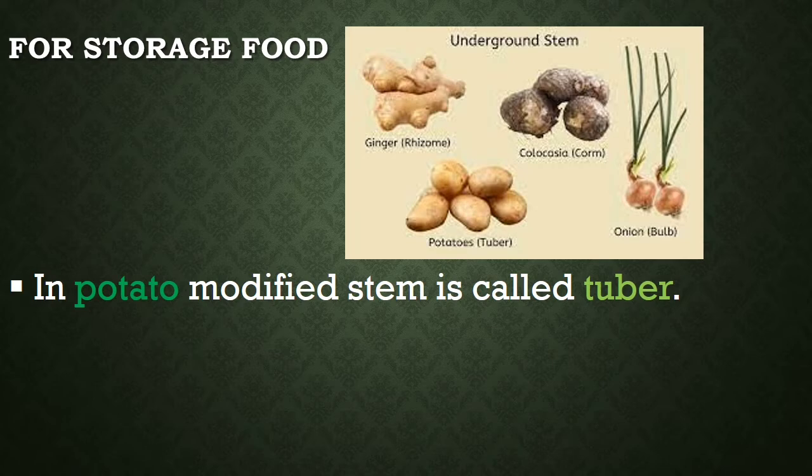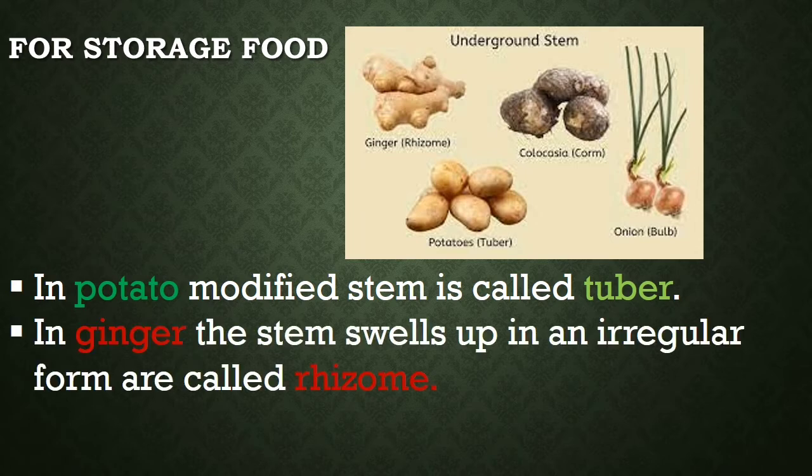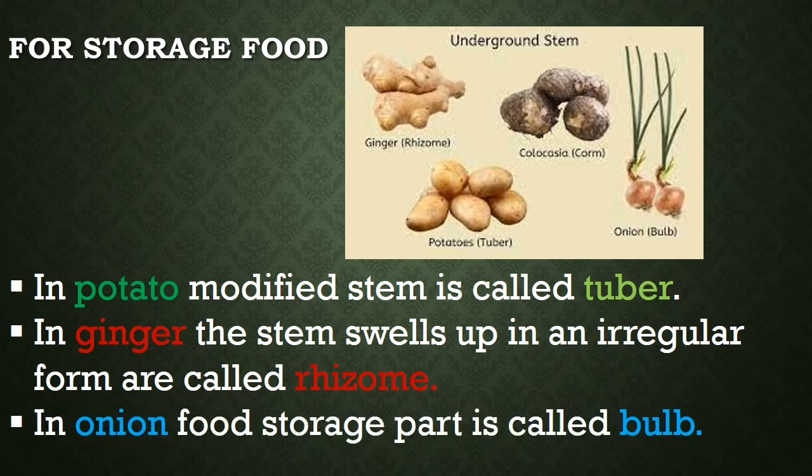In potatoes, the modified stem is called a tuber. They have a number of buds. These buds are called eyes. Each eye grows into an aerial shoot. In ginger, the underground food storing stem has nodes, internodes, buds and scaly leaves. The stem swells up in an irregular form and is called a rhizome. In onion, the food storage part is called a bulb.